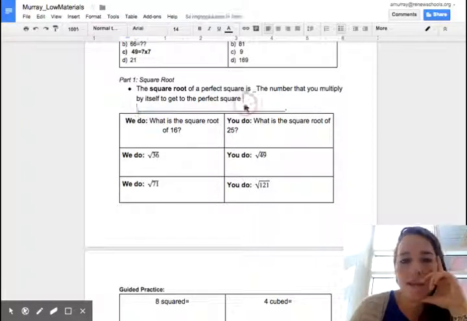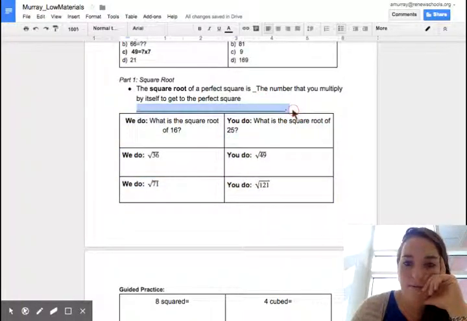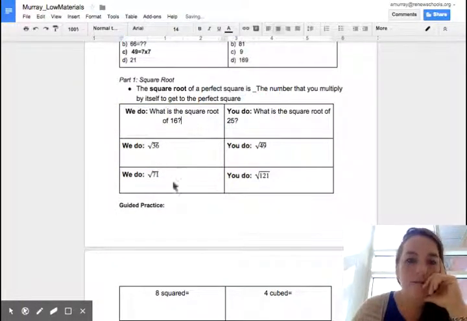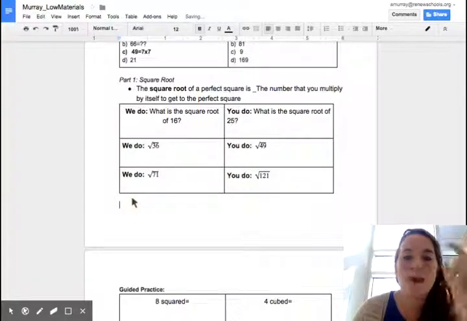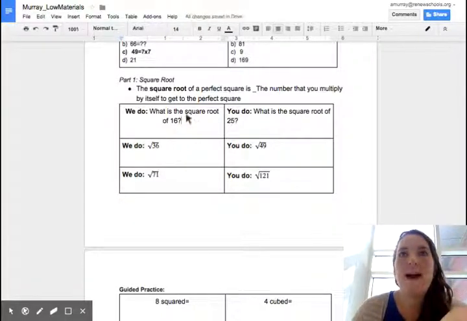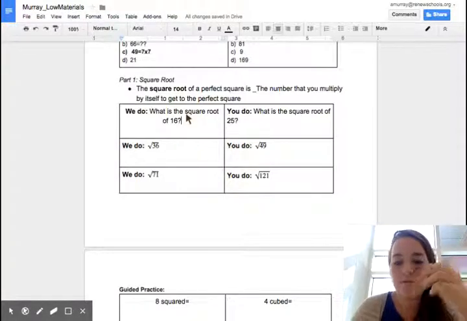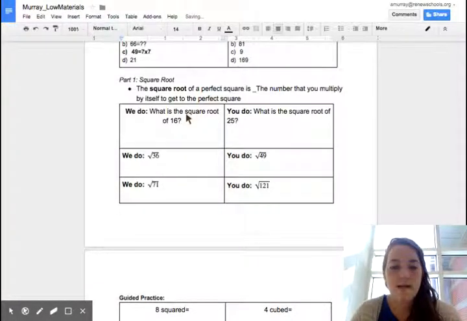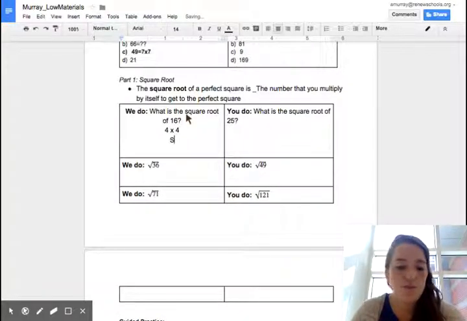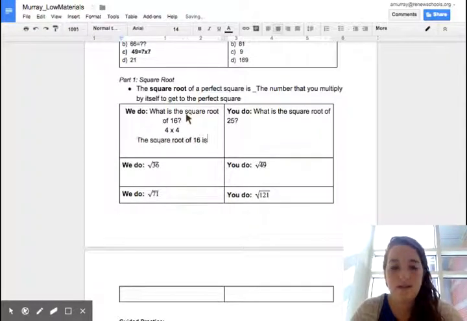Looking at these examples down here, and we talked about this briefly yesterday, when you see the words square root, ask yourself: what number do I need to multiply by itself to get to 16? So 16 equals what number times what number? Right, 16 equals 4 times 4. So the square root of 16 is 4.